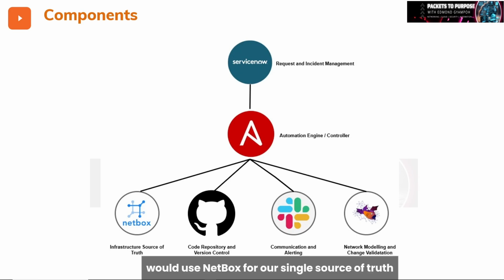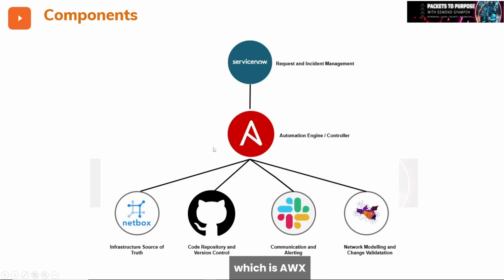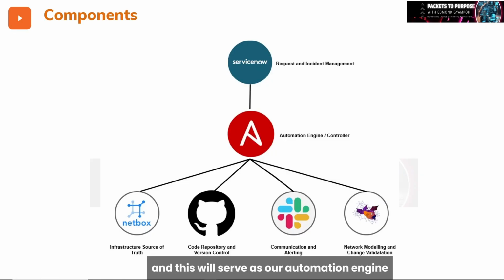So in our case, we'd use NetBox for a single source of truth. We'd use GitHub for a code repo. We'd use the open source version of Ansible controller or Ansible Tower, which is AWX. At the back end, we have Ansible, and this will serve as our automation engine. Once we build out these core components, we will start adding other functional components, like communication, Slack, how to validate our changes, and how to make requests to trigger our automation workflow.